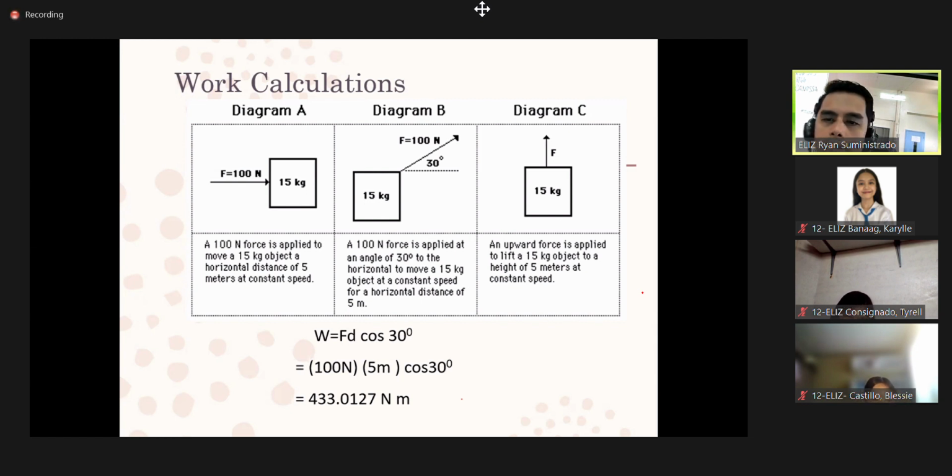Work is FD cosine theta. The force exerted is 100 newtons multiplied by the distance covered, 5 meters, times cosine 30, it's 433.013. Let's use 3 decimal places. Okay, as simple as that. You multiply all of the given and identify the value of the cosine function or cosine angle. Okay?